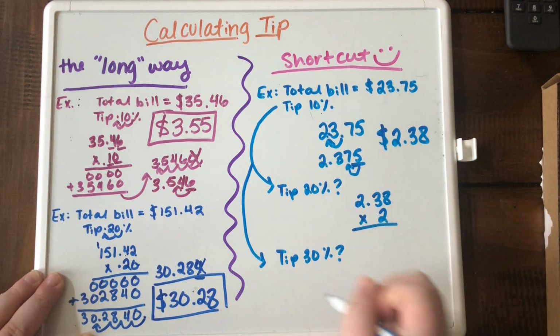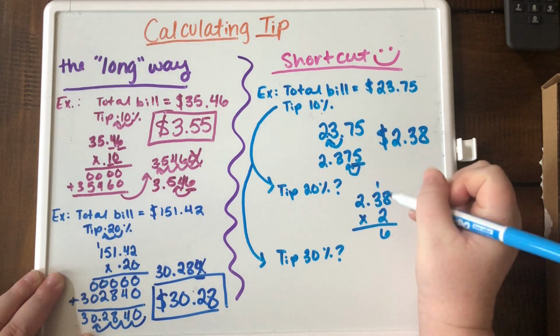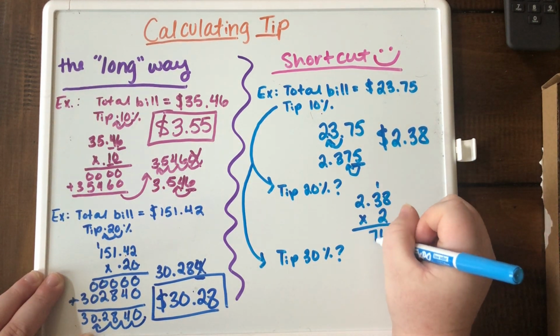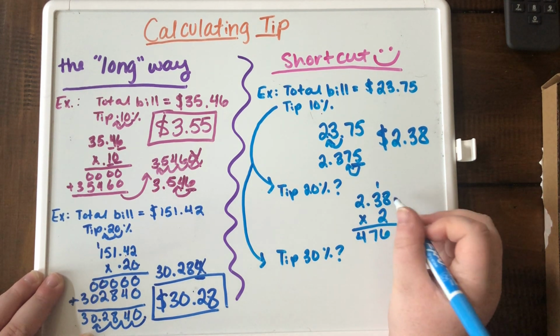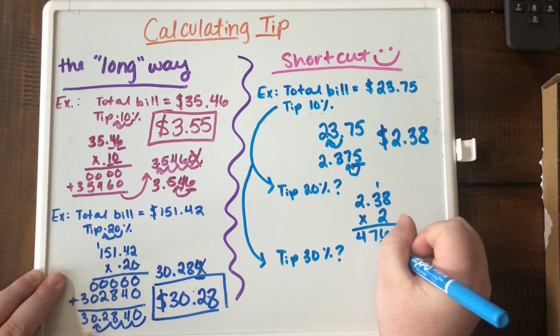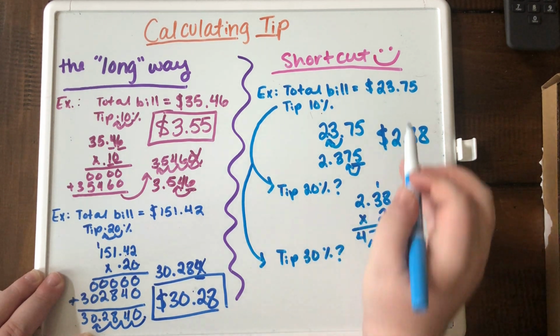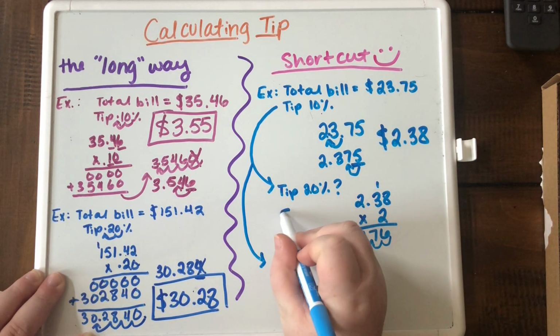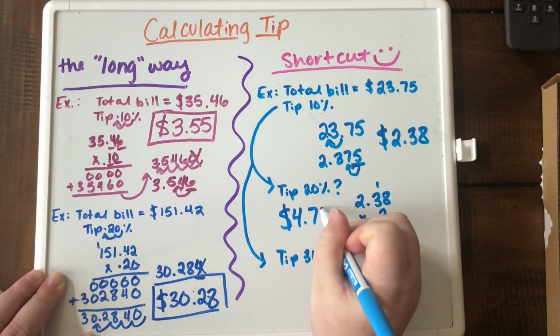So if you multiply that out, 8 times 2, 16, 6 plus 1 is 7, 4. All right, look, see how many spaces after the decimal you have? That's 2, so you bring it over 2 times. So your tip here for 20% on this same bill, you just figured out, is $4.76.